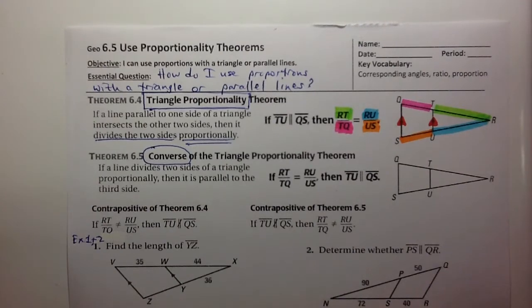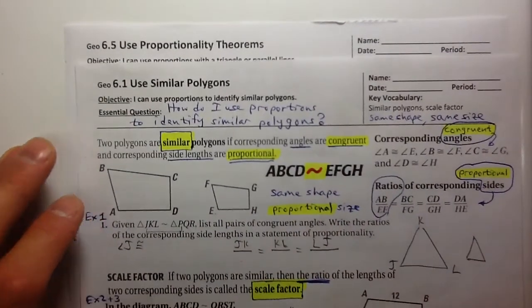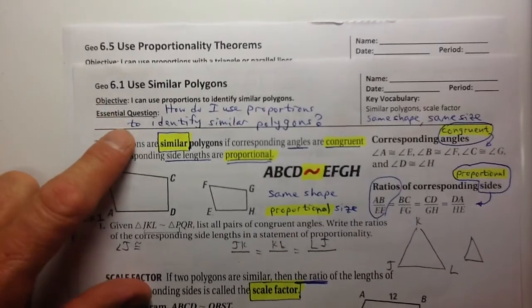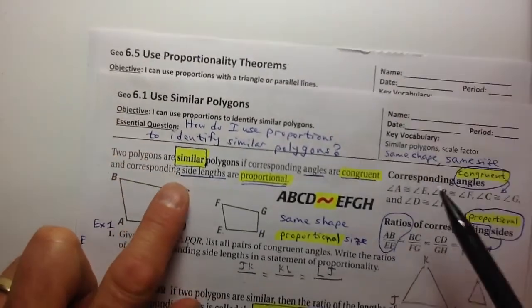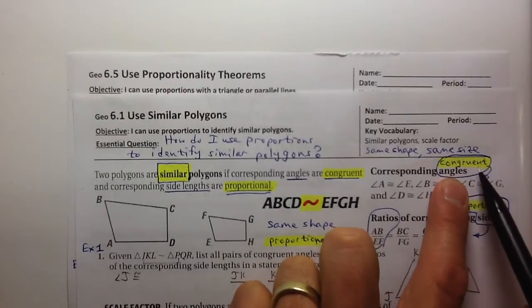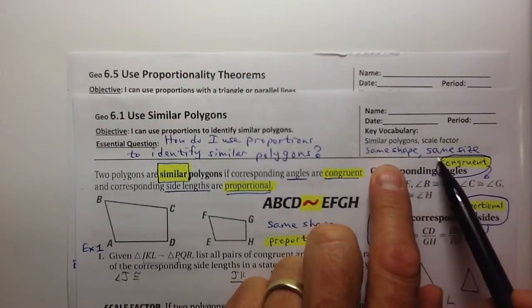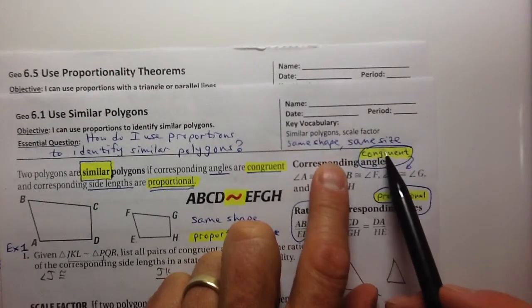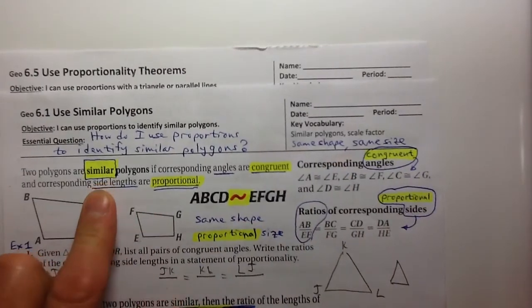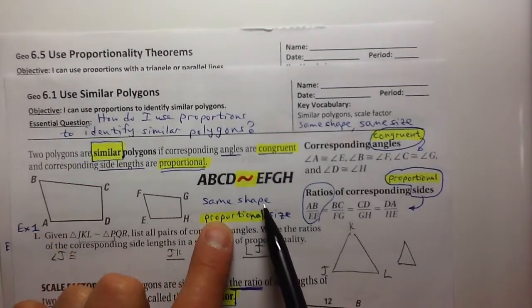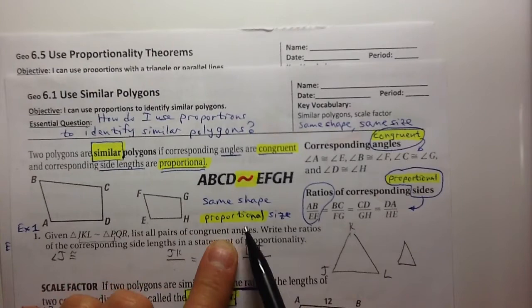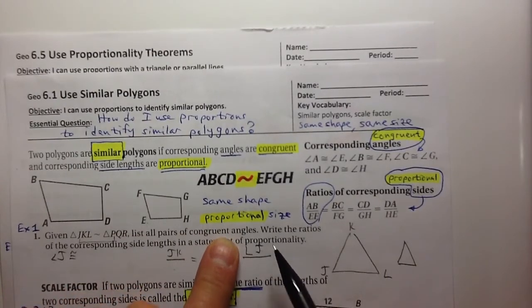Welcome to 6.5. This is going to be the last section in Chapter 6. We have really zoomed through Chapter 6. Remember we went in 6.1, similar polygons. Let's just remind ourselves, congruent polygons are same shape, same size. And then similar polygons are same shape, proportional. That's the key there, proportional size.